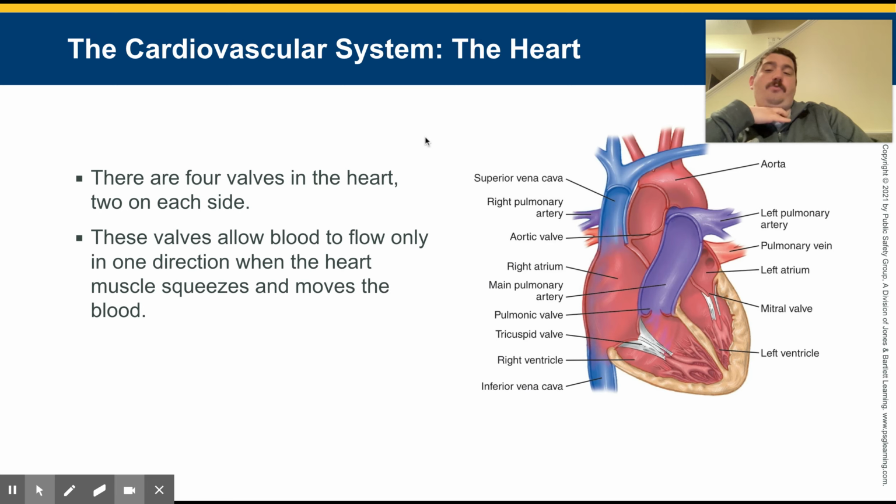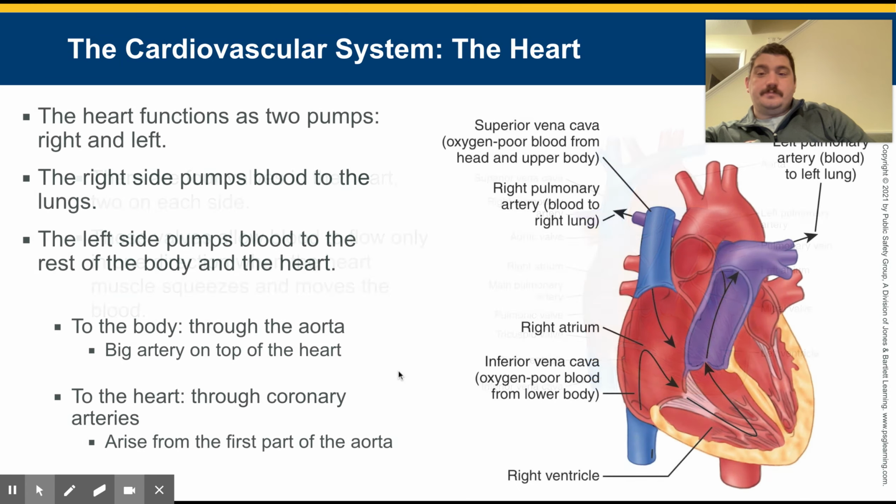And I already said there's 4 major valves, okay, 2 on each side. And these valves allow blood to flow in one direction every time it squeezes. So we can see we have tricuspid valve, bicuspid valve, mitral valve. And basically that valve allows blood to go through, but it does not let it come backwards. And that's what keeps our circulatory system flowing in one direction.